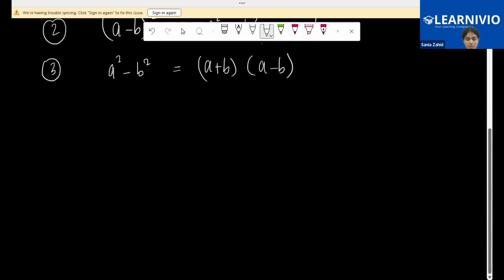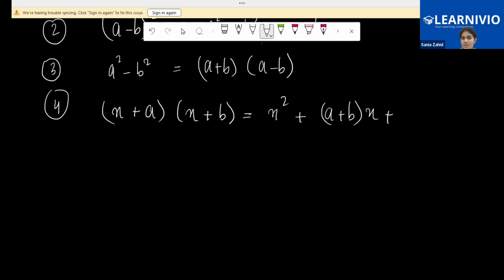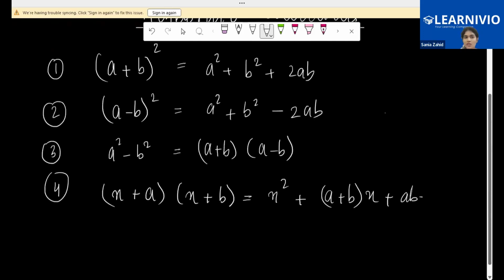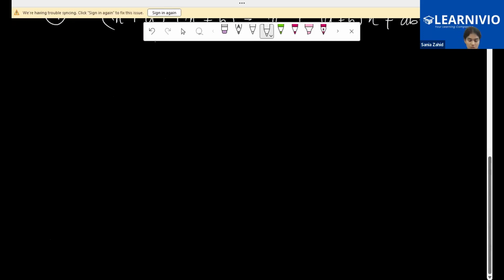You have one more identity in your syllabus. The fourth one is x plus a into x plus b gives you x square plus a plus b into x plus ab. This is also one of the identities. So let's just learn these identities for now, and when we practice, you will understand them better. Okay, so look at this first question.